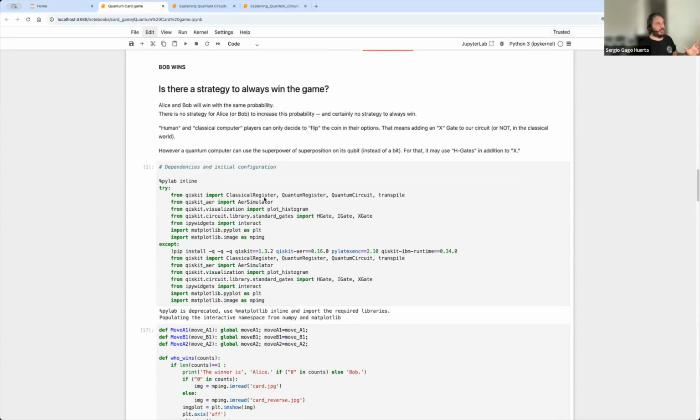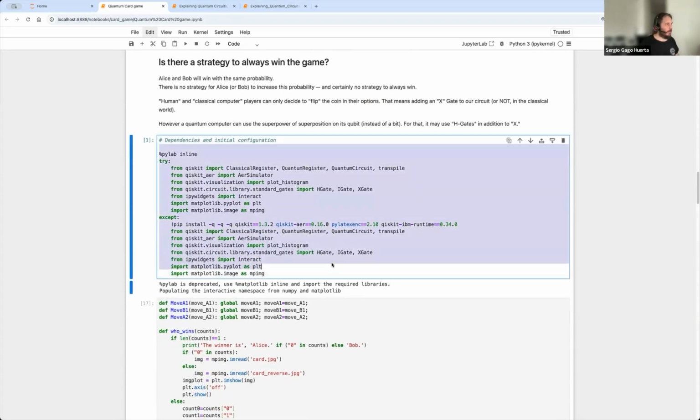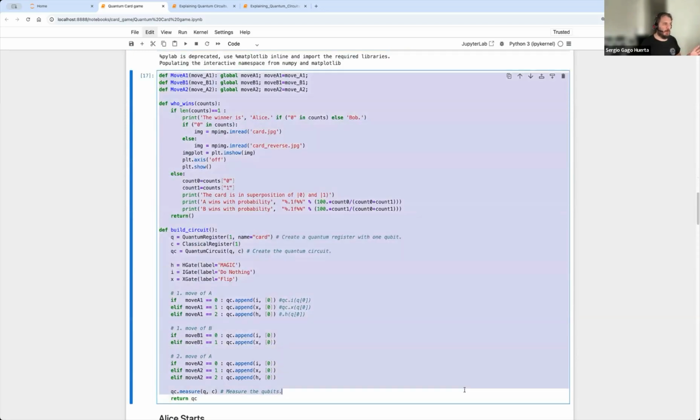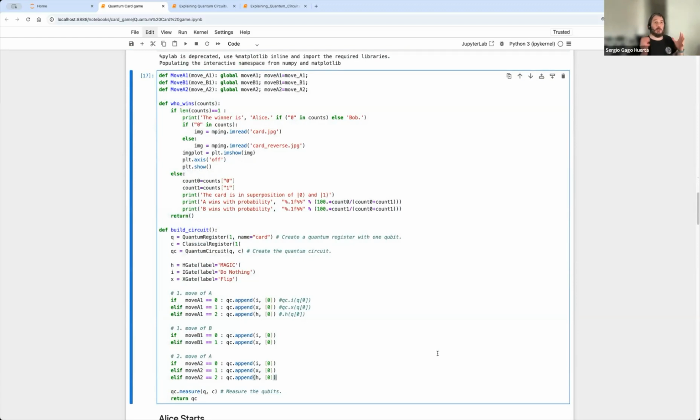All right. So what you see here is I'm importing some Python libraries. That's fine. And I have created a pretty normal and straightforward Python code to simulate this game. Right? I have some functions that decide, based on a variable, what's the movement from each player. I have this method that decides who wins based on the state of the card at the end. So if the card is up, which I represent as 0, or the card is down, represented as 1, Alice wins if it's a 0.